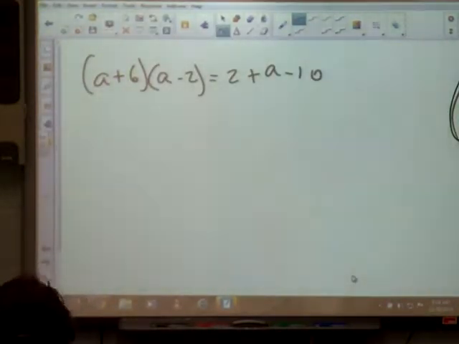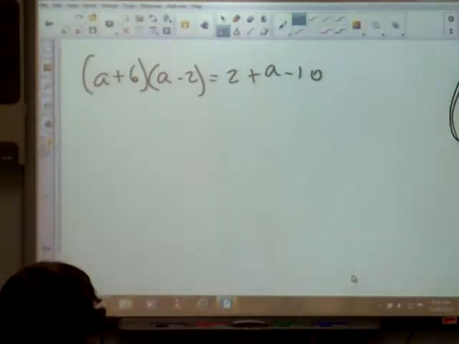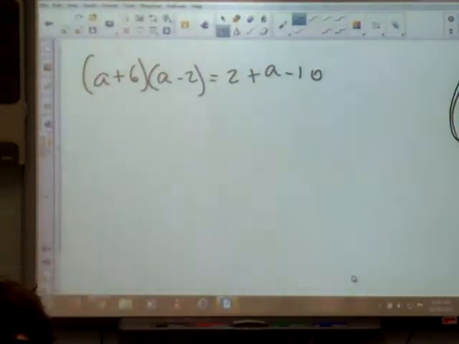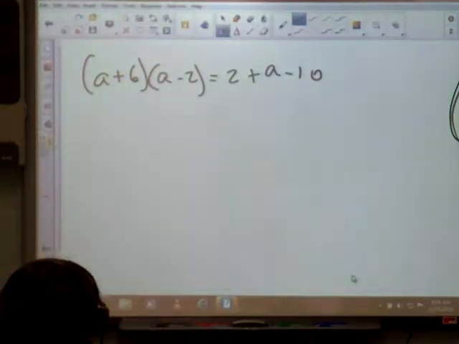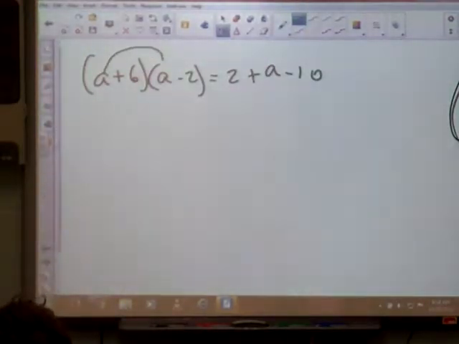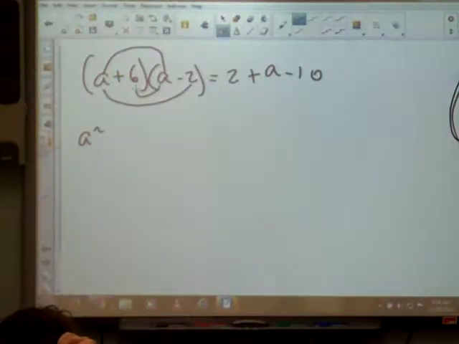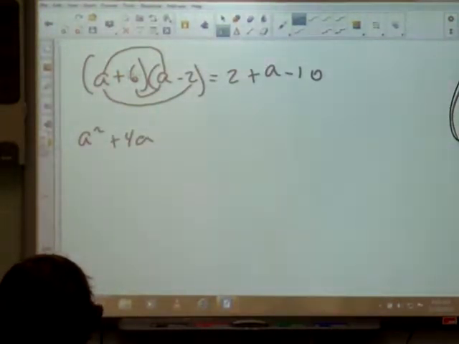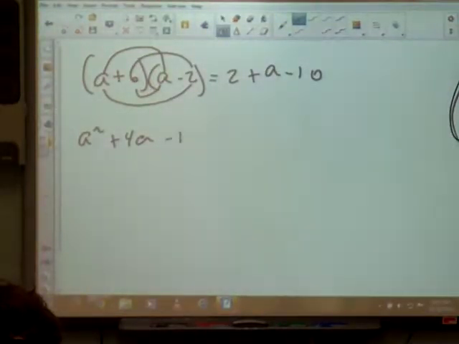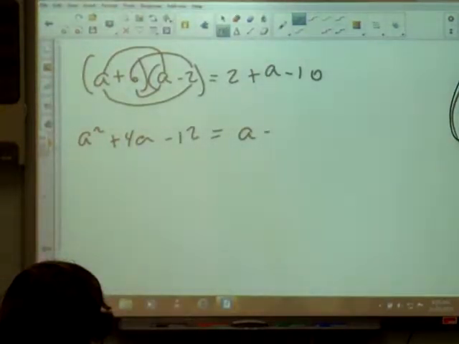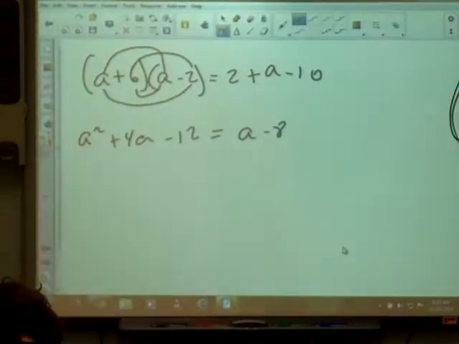So I'm actually going to have to FOIL the stuff on the left, and that way I can move the stuff on the right over with it. Okay, so FOIL it. This is going to get me a squared plus 4a, because minus 2a and plus 6a is plus 4a. And then minus 12. Now let me do this on the other side also. Would that not be the same as a minus 8 on the other side? Because you have 2 and negative 10.